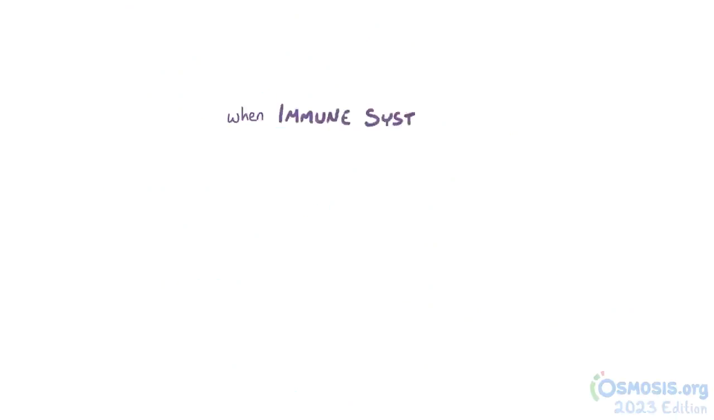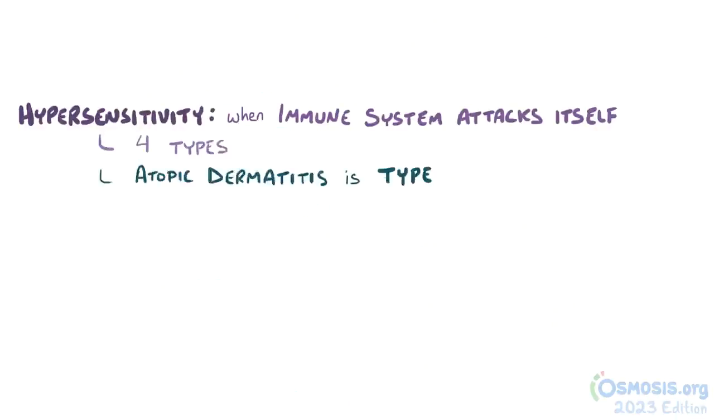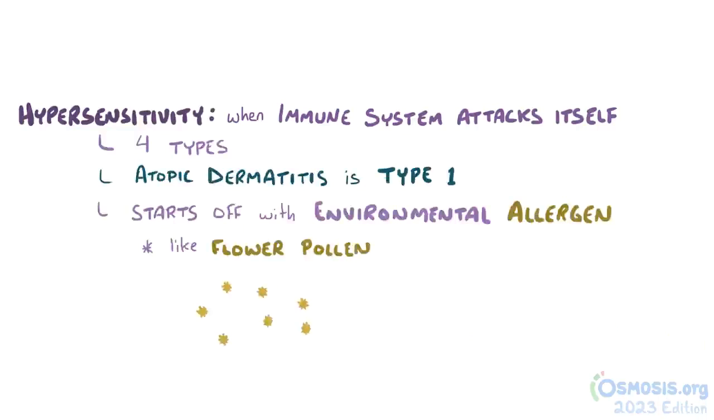When the immune system inappropriately starts attacking itself, we call that a hypersensitivity reaction, and there are 4 types. Atopic dermatitis is a type 1 hypersensitivity reaction, and it starts off with something in the environment called an allergen, like flower pollen.